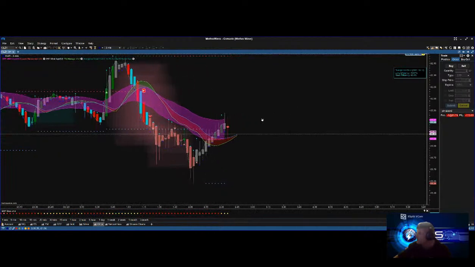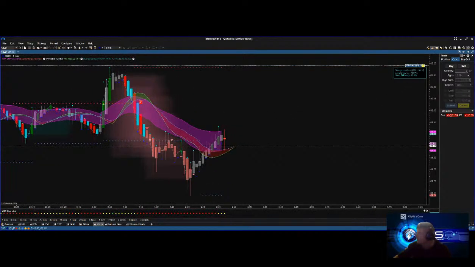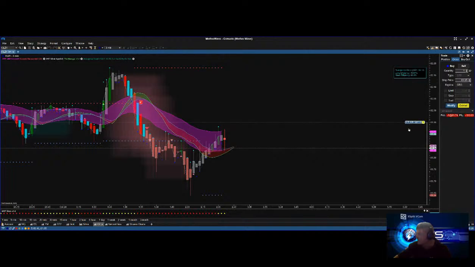81.96 on the stop too. Okay, so you came down to the high of this last candle right here. Well, close to the high of the candle, just above the high of that candle right there. Yep, there you go. Just above the recent pivot right there. Boom, see it right there. One tick above.